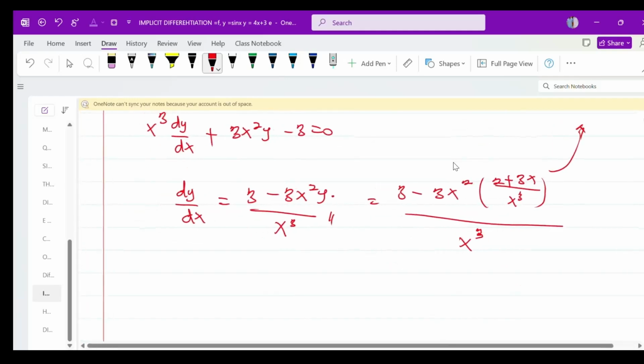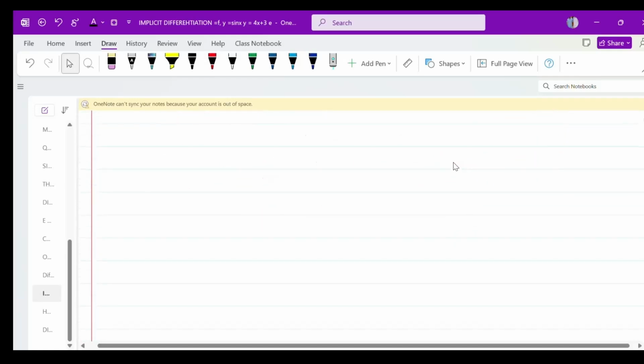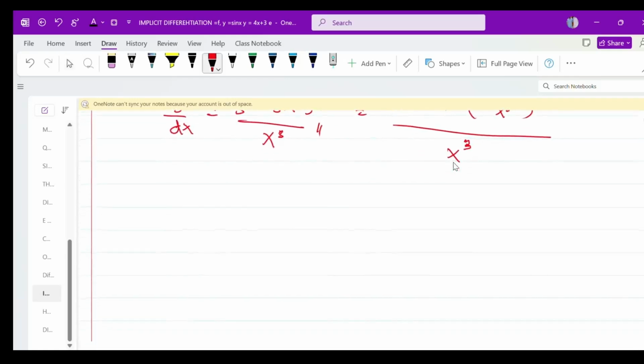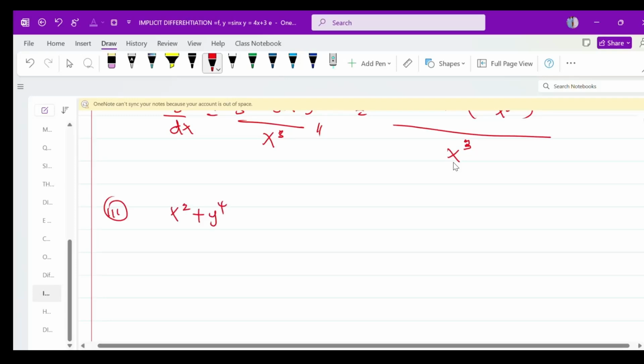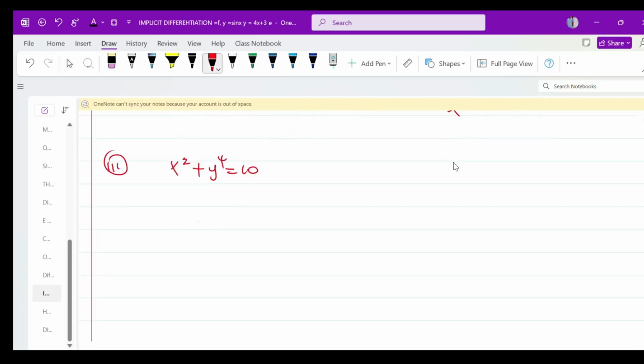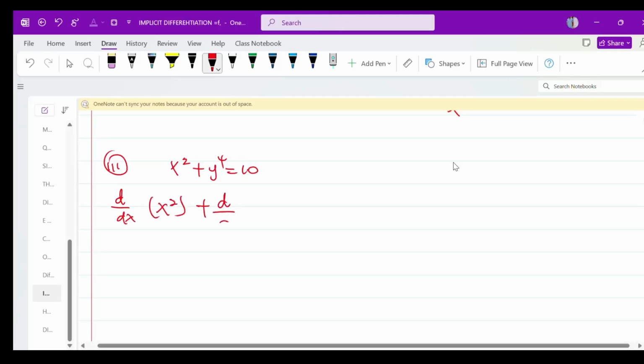Okay, so let's move on to the third question. So we are to differentiate this equation x squared plus y exponent 4, which is equal to 10 implicitly. So here you're going to get d/dx of x squared plus d/dx of y exponent 4, which is equal to d/dx of 10.